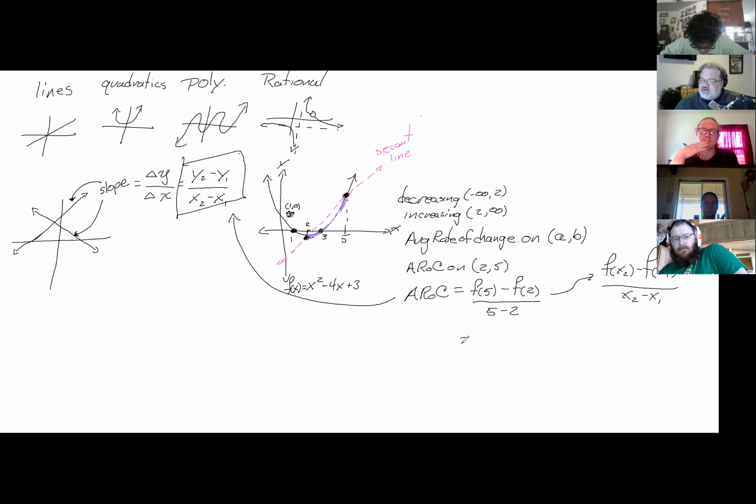So I'll give you a minute or two. Find f at 5 using this function f. Find f at 2. Find their difference. Divide by the 5 minus 2 to find the slope of this purple secant line, or pink, or fuchsia, whatever color it is. I'll give you a couple minutes to do that.